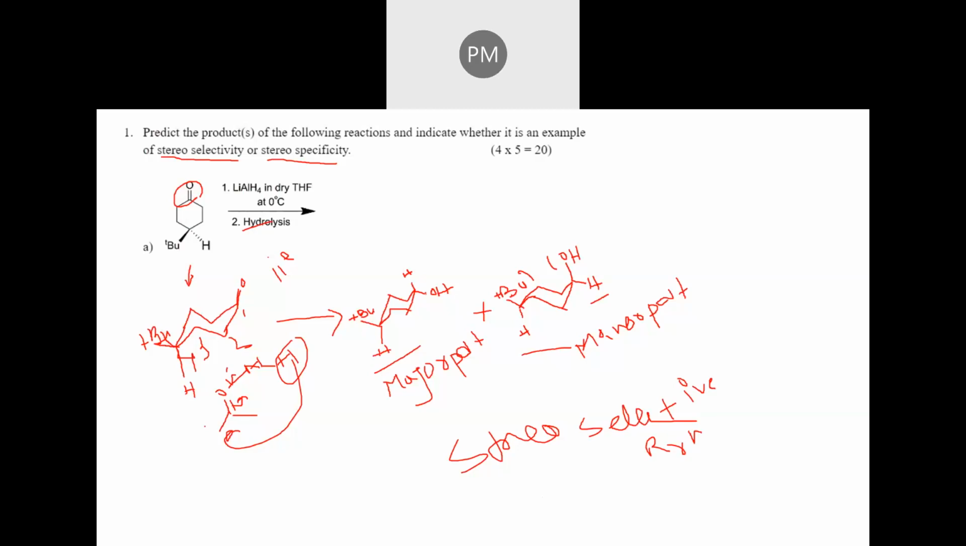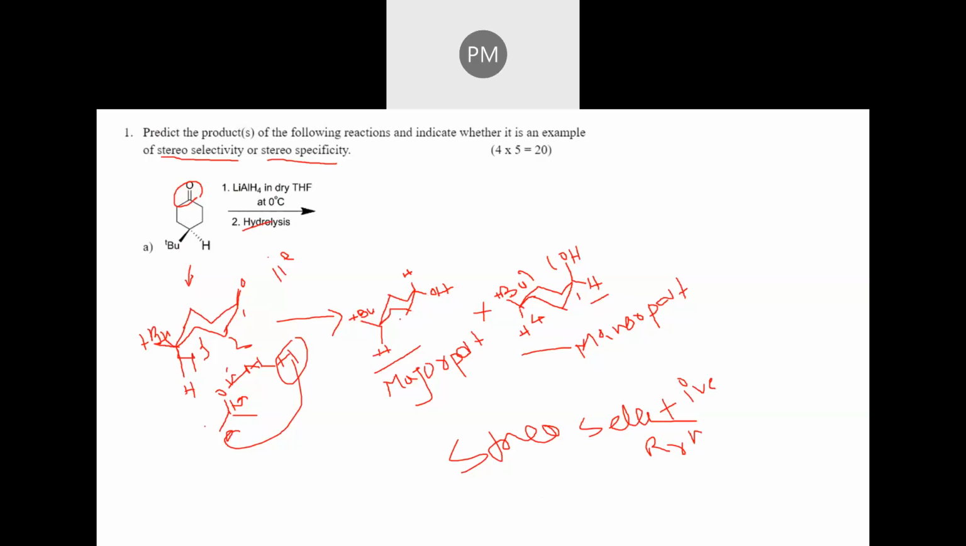So what will we detect? If this OH is above the plane and hydride is below the plane, then there will be a tert-butyl group at the fourth position. So this will be one position, this will be fourth position. At the fourth position there will be one tert-butyl group. So this tert-butyl group and OH are sterically hindered groups. If these are sterically hindered, there will be steric hindrance between them. So this conformation is less favorable as compared to that conformation.